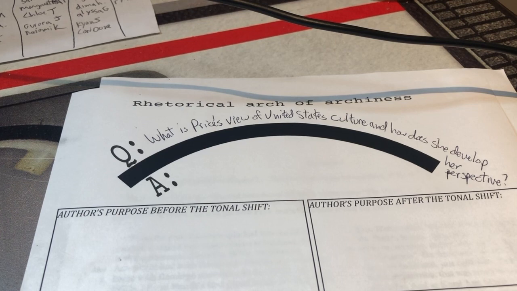So my answer to that can be crafted into a working thesis, but the question has helped me focus on what I'm going to do. So there's 2 ways to go about this. Number 1, I can come up with the purpose before the tonal shift and after the tonal shift, and then I can combine those to get the bigger picture for my answer. Or I could give my answer and then break that apart into 2 different purposes or arguments that I'm going to use in my body paragraph. So that's the first step, is to write that question.